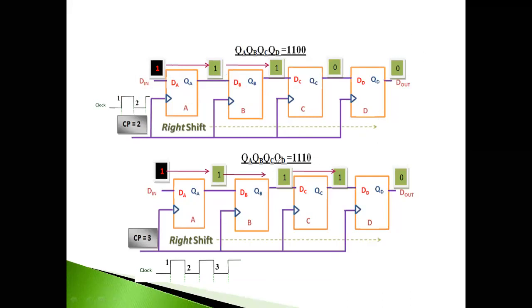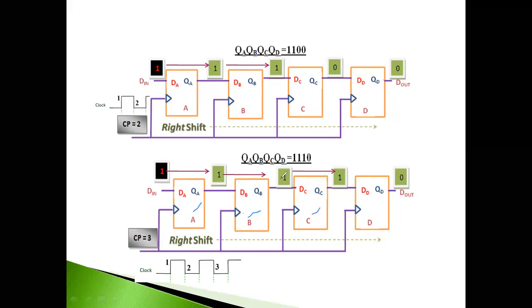Okay. Now we'll go for the next. So I'm going to apply 3 clock pulses. 1, 2, 3. If I'm applying 3 clock pulses, now 3 flip-flops will be active: A, B, and C. So 3 flip-flops are going to work. Now how will it work?